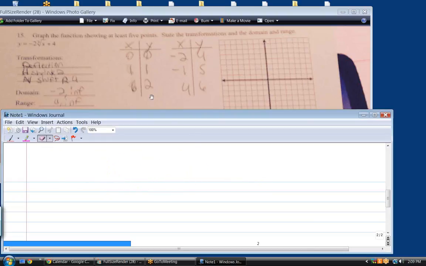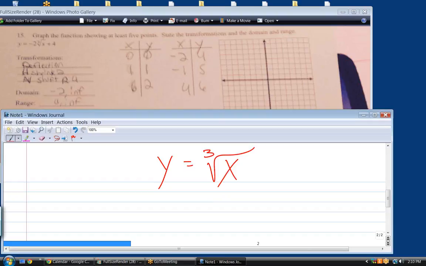Good. All right. So we got our 5 points. Now, let's talk about transformations. What's the elementary function? We can't really talk about transformations unless we know what the elementary function is. It would be cube root x. Very good.